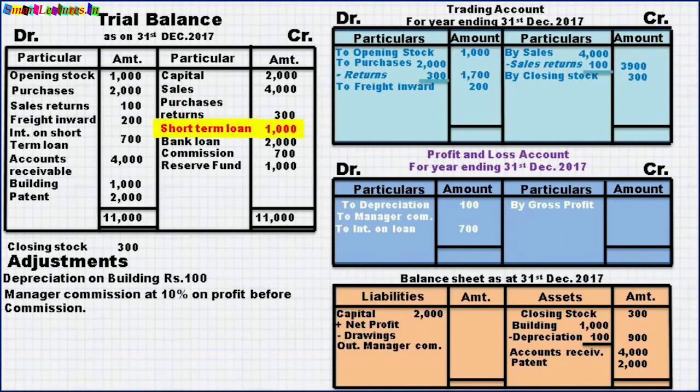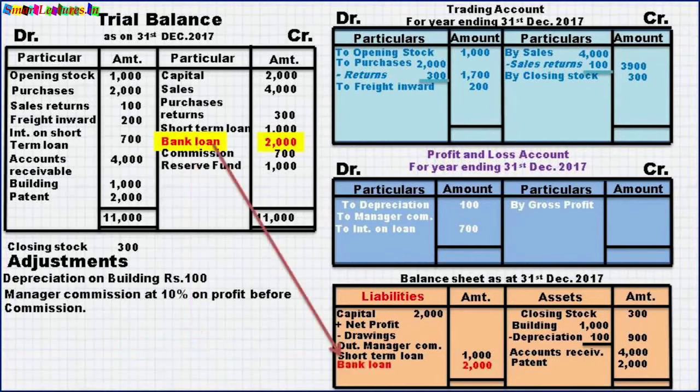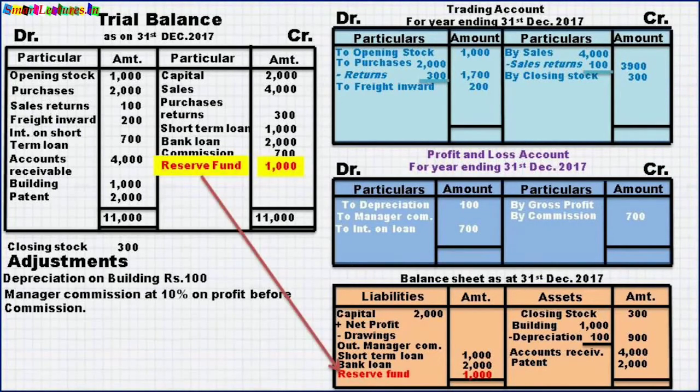Short-term loans, this is a short-term liability, it will go to the liability side of balance sheet. Bank loan, this is a long-term loan liability, it will go to the liability side of the balance sheet. Commission 700, this is income, it will go to the credit side of profit and loss account. Reserve fund 1000, it will go to the credit side of balance sheet, means liability side of the balance sheet.